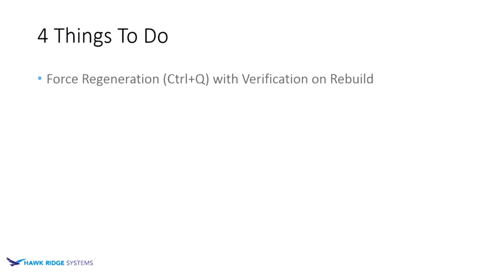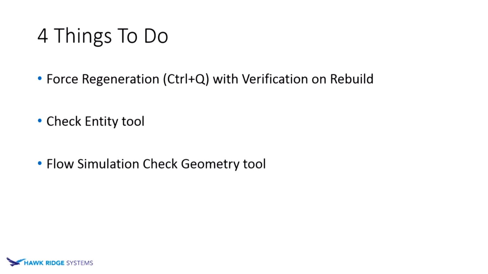And these 4 things are to run forced regeneration or forced rebuild with the verification on rebuild option turned on. Check your model geometry using the check entity tool. Check your model geometry using the flow simulation check geometry tool. And use interference detection.